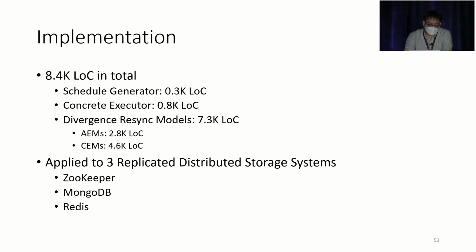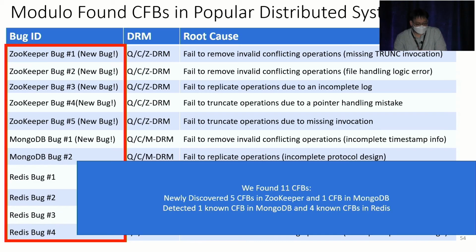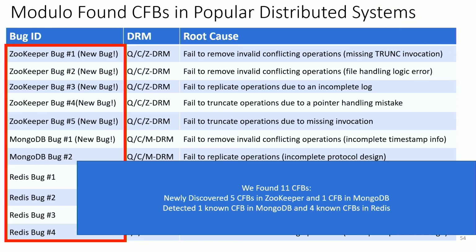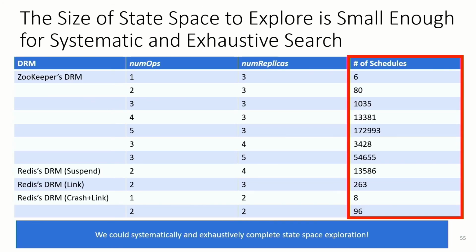And we applied Modulo to ZooKeeper, MongoDB, and Redis. As a result, we found 11 CFBs, and we newly discovered 5 CFBs in ZooKeeper and 1 CFB in MongoDB, and we reported them. And we also detected 1 known CFB in MongoDB and 4 known CFBs in Redis. And we found that the size of state space to explore is small enough so we could finish the systematic and exhaustive state space exploration for the AEM of DRMs we use to find aforementioned bugs.